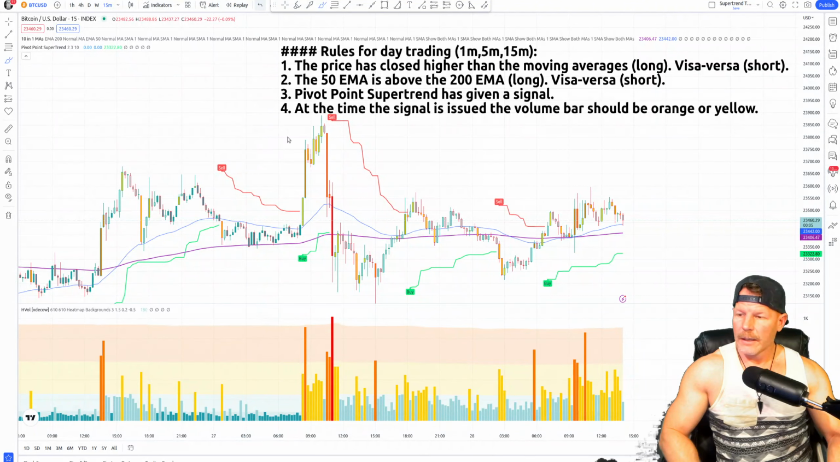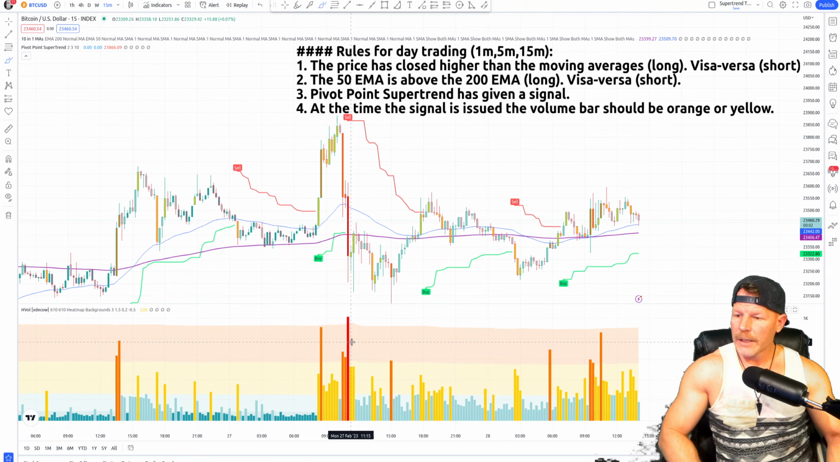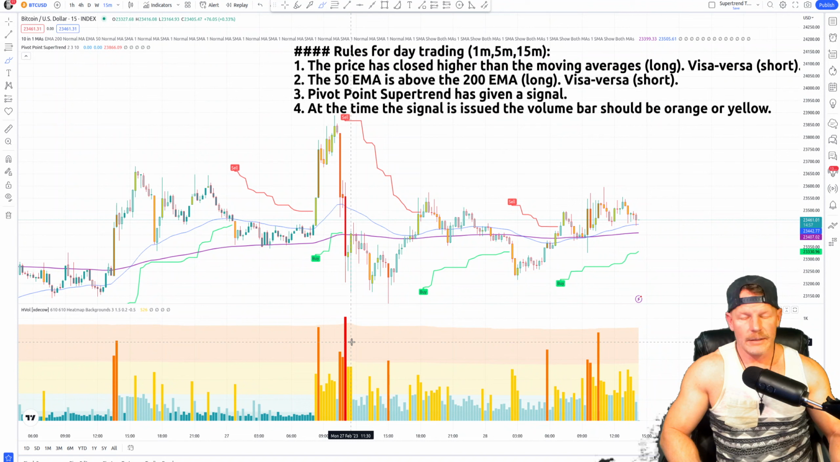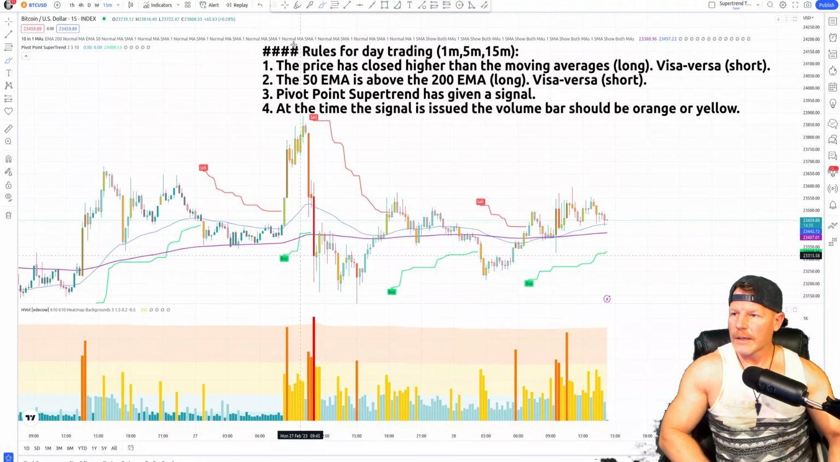Now, the pivot point supertrend is just an indicator of when the trend looks to be changing. It's not always right, just like any indicator is not, but generally does a very good job of indicating trend changes. And of course, you guys are familiar with, because I do these all the time in my videos, the 50 EMA and the 200 EMA, just an exponential moving average, and we're going to use that as an entry indicator as well. All right, so let's take a look at these rules.